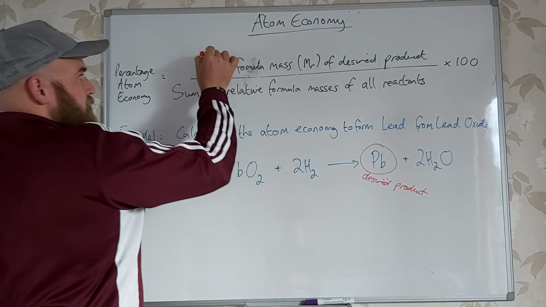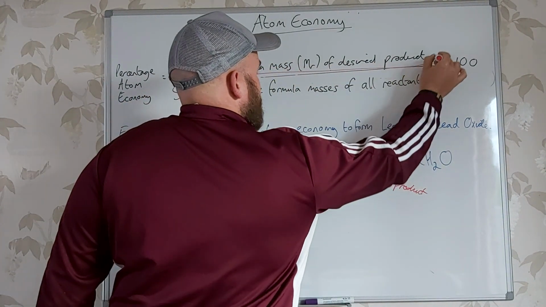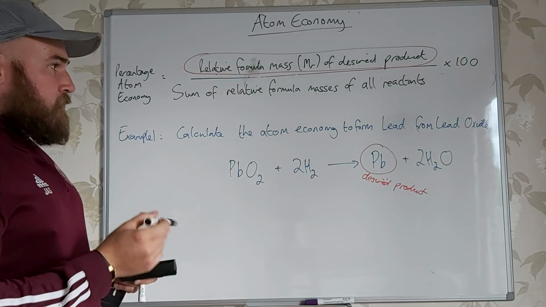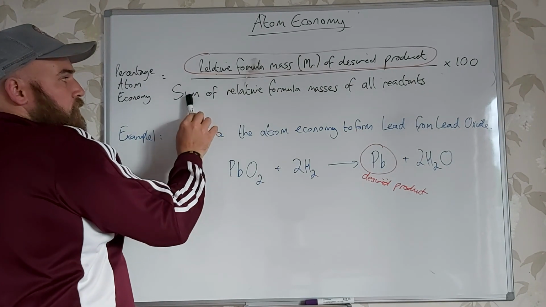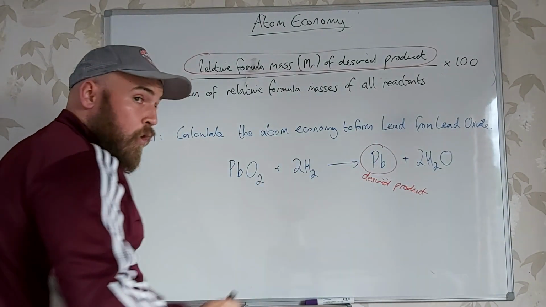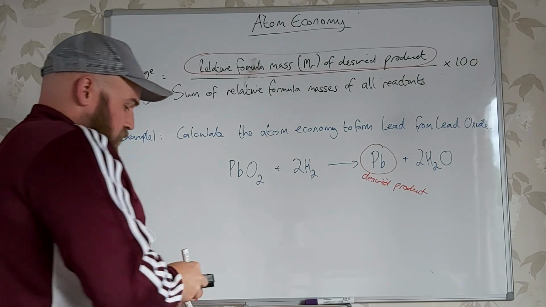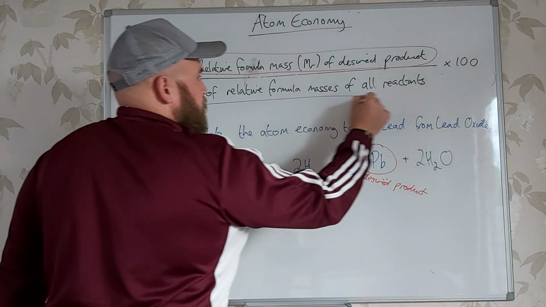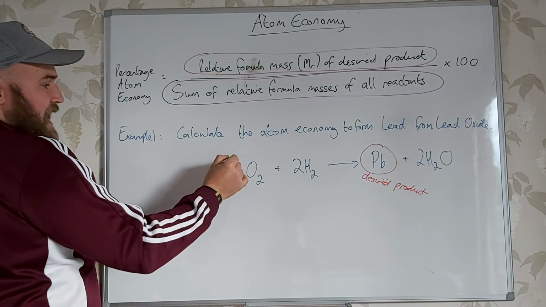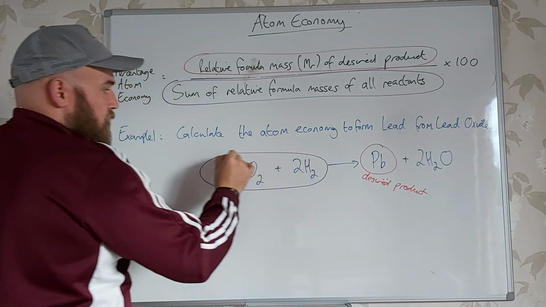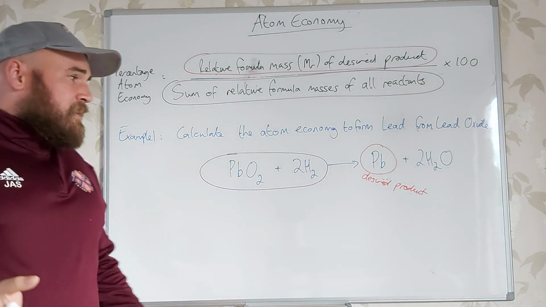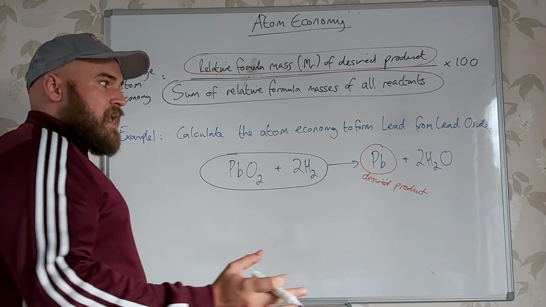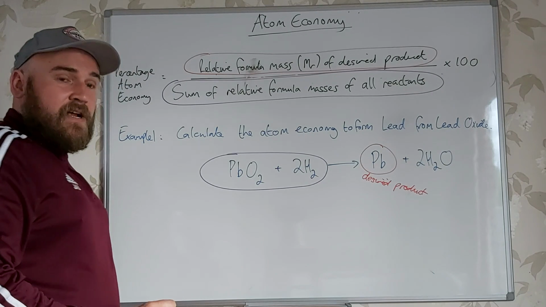So everything in that red circle is going to be the top part of this equation. It's what we want, it's our desired product from lead oxide. Now it says here we've got to divide that number by the sum of the relative formula masses of all reactants. And the key word there is all reactants. So this purple circle here is basically everything that's on the left of the arrow. And that's how I do it when I'm doing these calculations. If I ever do exam questions for practice, I would always have two different coloured pens or two highlighters and just highlight what I need to actually figure out here.